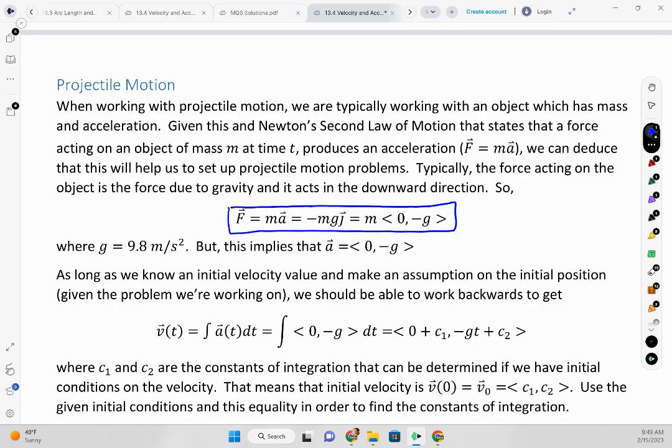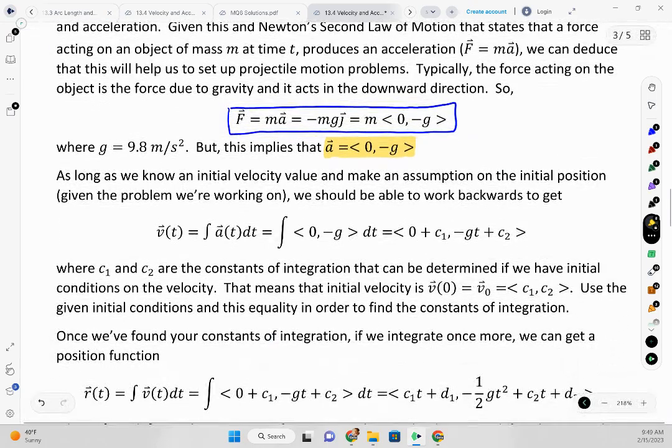But what that implies for us is a very important thing: the acceleration vector in a projectile motion problem will typically be a vector that has a 0 horizontal component and negative g, 9.8 meters per second squared, or if we're using other units, then we'd do 32.2 feet per second squared. So in your book, they walk through how we come up with velocity once we know what our acceleration vector is.